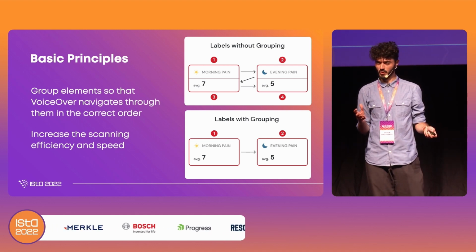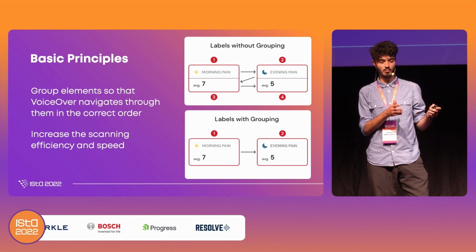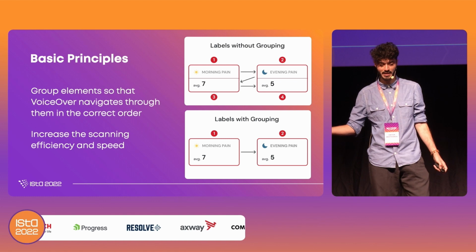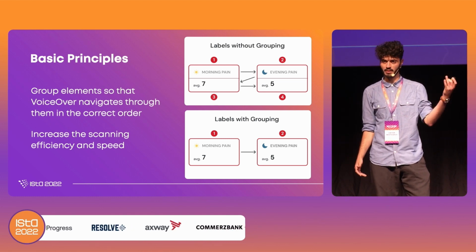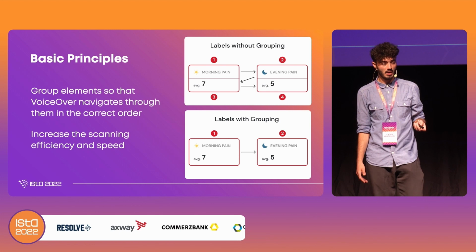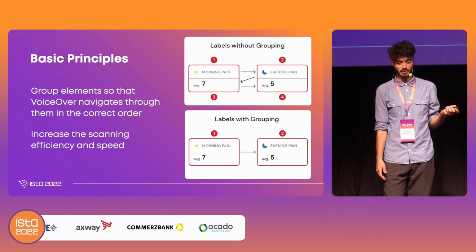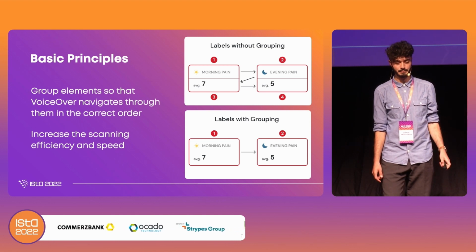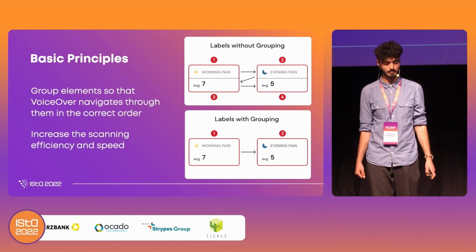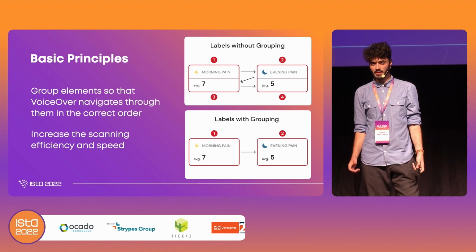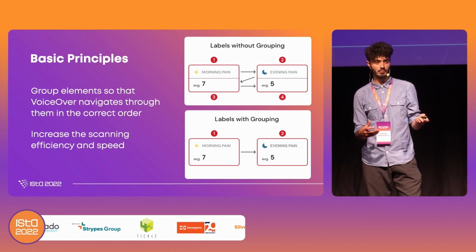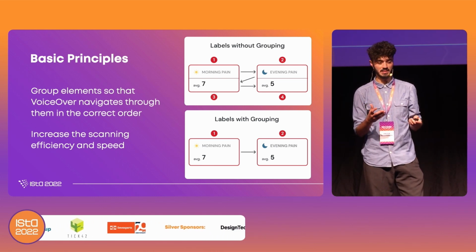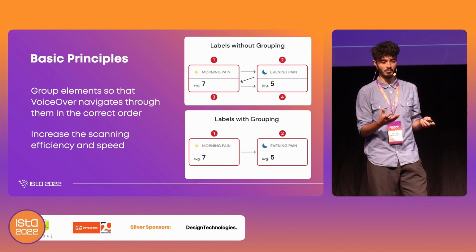How the voiceover is working, actually. It reads the components from the leading edge to the trailing edge, which for us will mean left to right and top to bottom. What we should avoid doing is this one. Labels without grouping. Morning pain, evening pain, average 7, average 5. So in this case, it will not be clear which value corresponds to which label. Is 7 about the evening pain or about the morning pain?